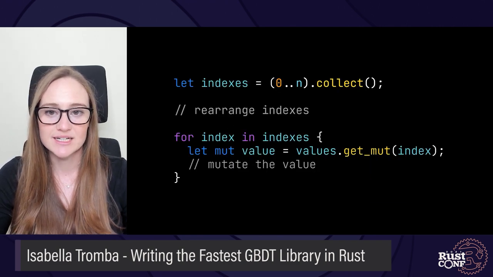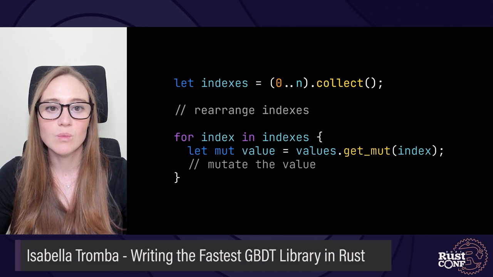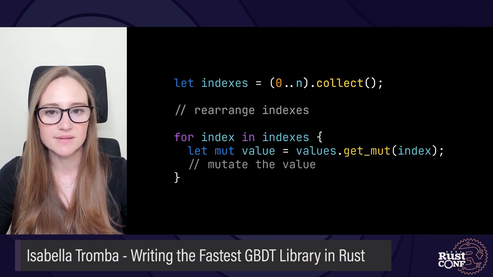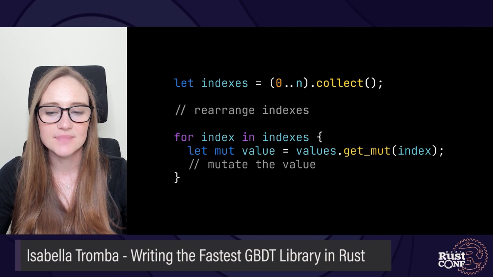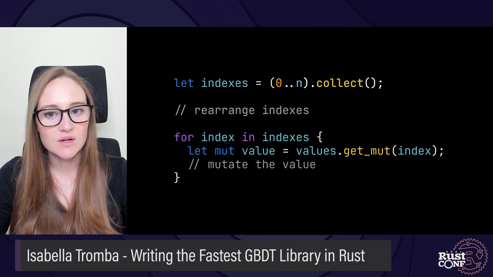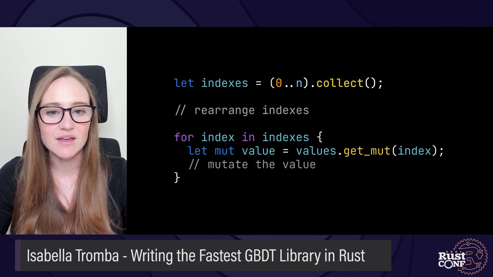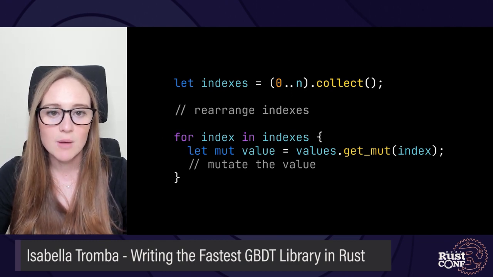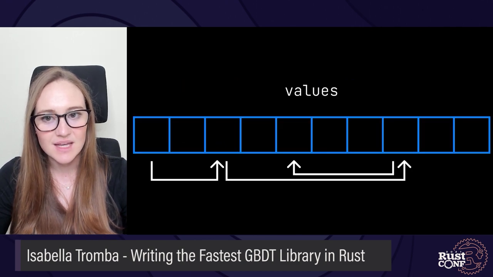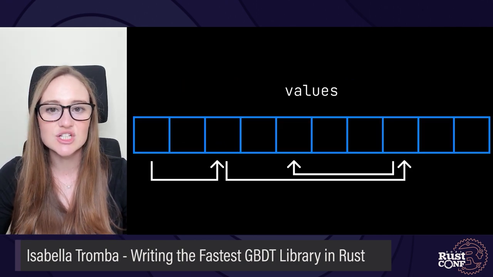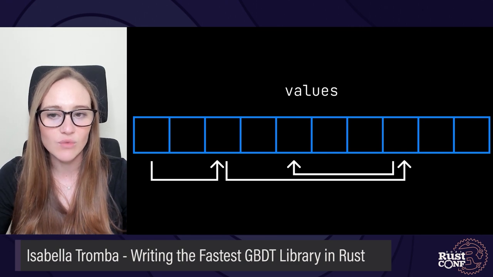In our code for training decision trees, the flame graph showed one function where the majority of the time was spent. It boiled down to something like this. We maintain an array of the numbers 0 to n that we call indexes. And at each iteration of training, we rearrange it. Then we access an array of the same length called values, but in the order of the indexes in the indexes array. This results in accessing each item in the values array out of order.